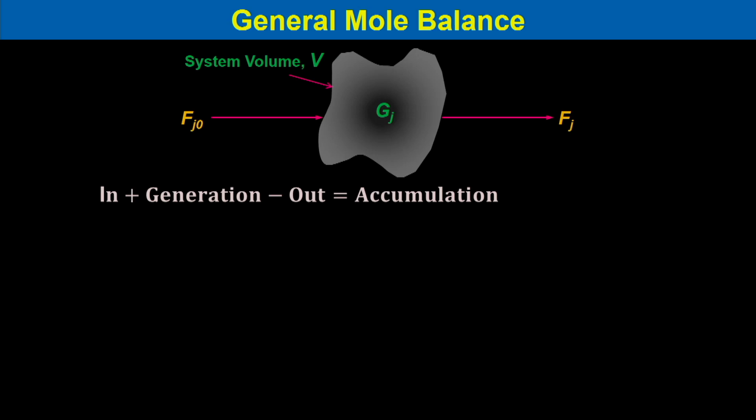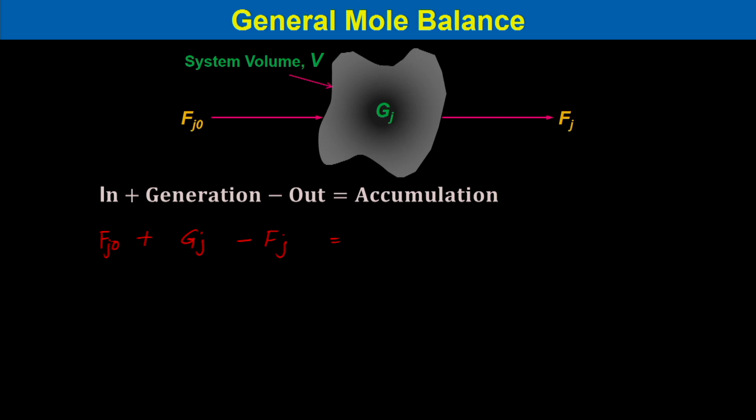So, in this case, the moles of the component in is Fj0, plus generation is Gj, minus moles of the component out is Fj, which is equal to the accumulation.